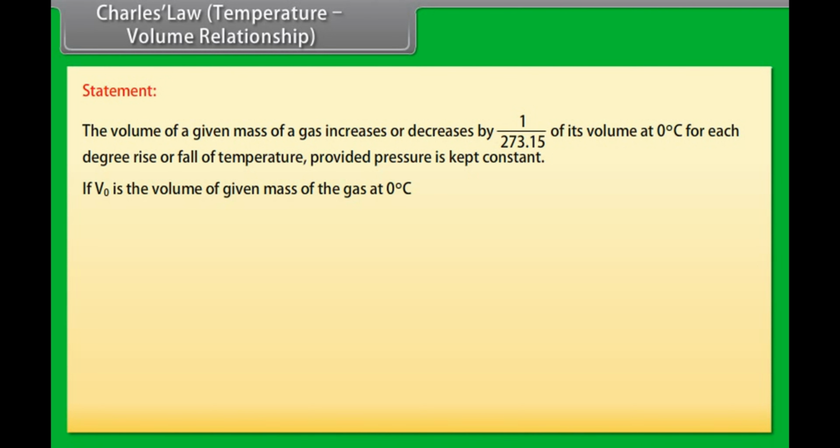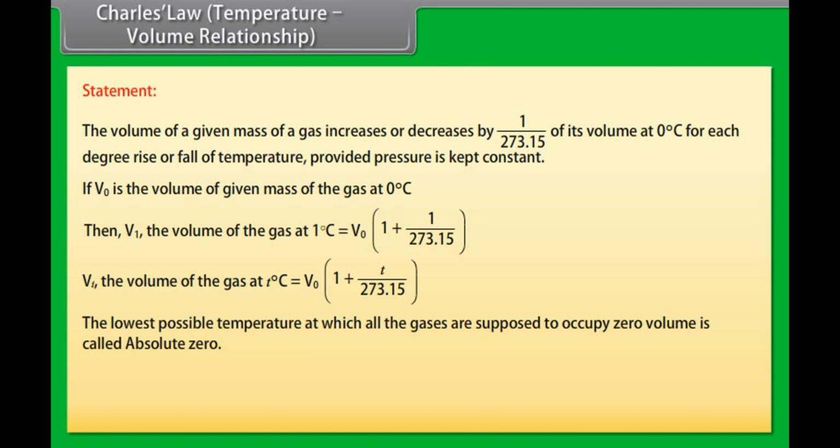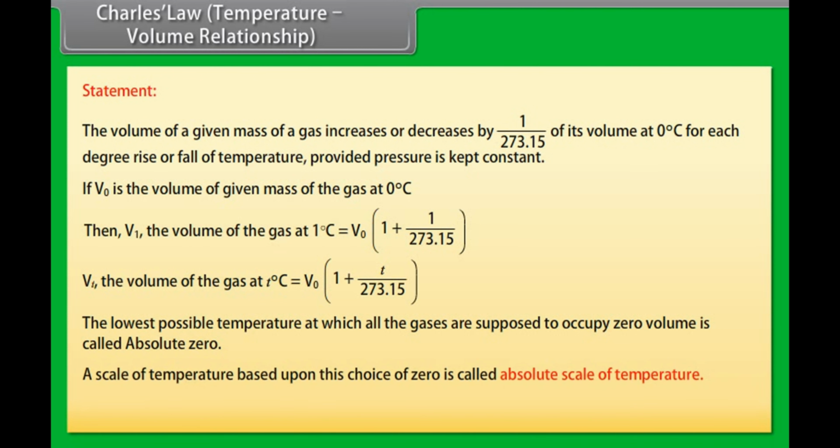If V0 is the volume of a given mass of a gas at 0 degrees Celsius, then V1, the volume of a gas at 1 degree Celsius, is equal to V0 into 1 plus 1 by 273.15. Vt, the volume of gas at T degrees Celsius, is equal to V0 into 1 plus T by 273.15. The lowest possible temperature at which all the gases are supposed to occupy zero volume is called absolute zero. A scale of temperature based upon this choice of zero is called absolute scale of temperature. This scale is also known as Kelvin scale of temperature.